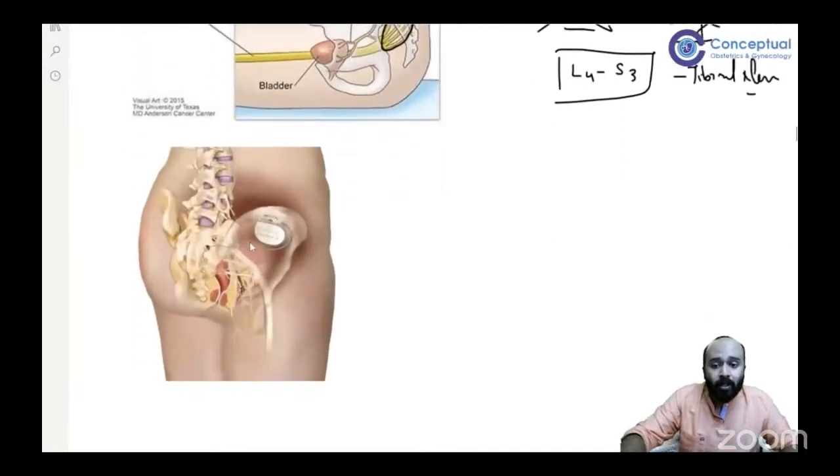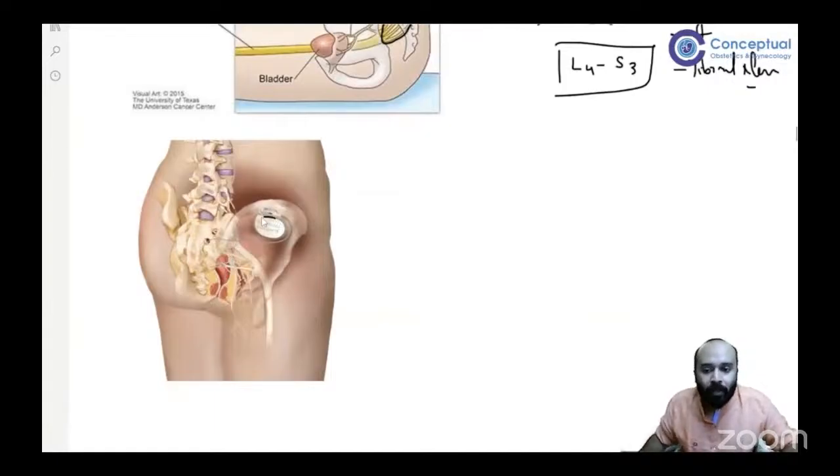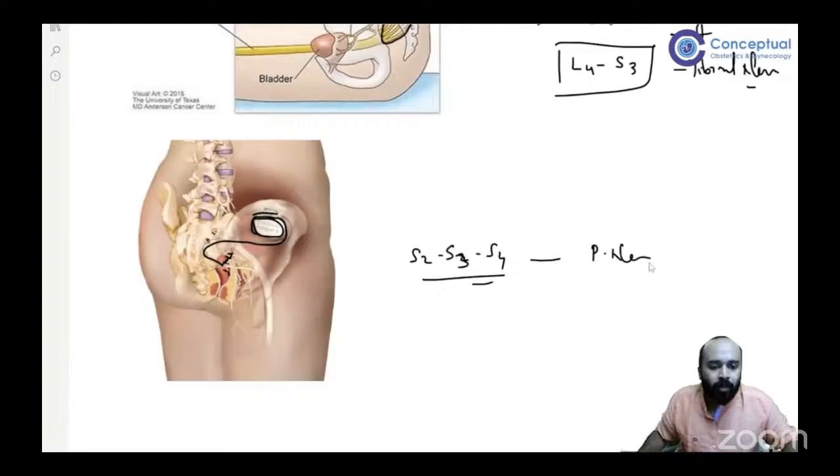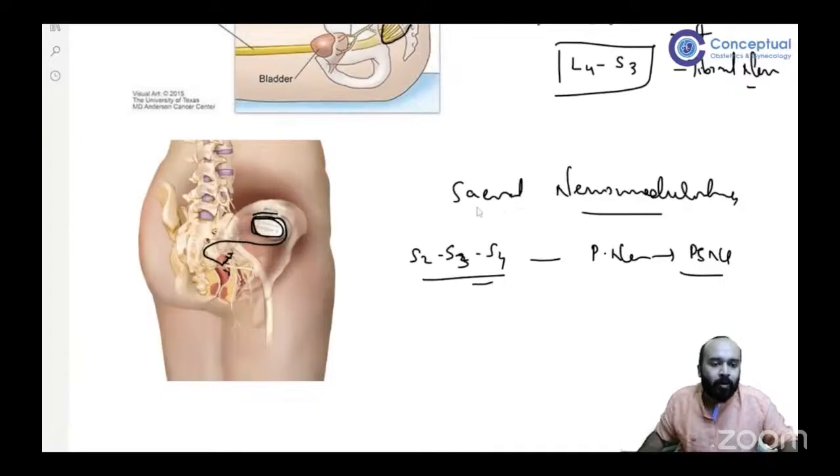The other option is to directly act on these sacral nerves by putting in a pacemaker-like device inside the buttocks over the iliac crest. What this does is it directly stimulates and stops the nerve supply to S2 and S3 and S4, which will block the pudendal nerve, which will block the parasympathetic nervous system. This is called as sacral neuromodulation. Basically, I'm controlling the sacral nerves. It's a very invasive procedure and very expensive, rarely done.